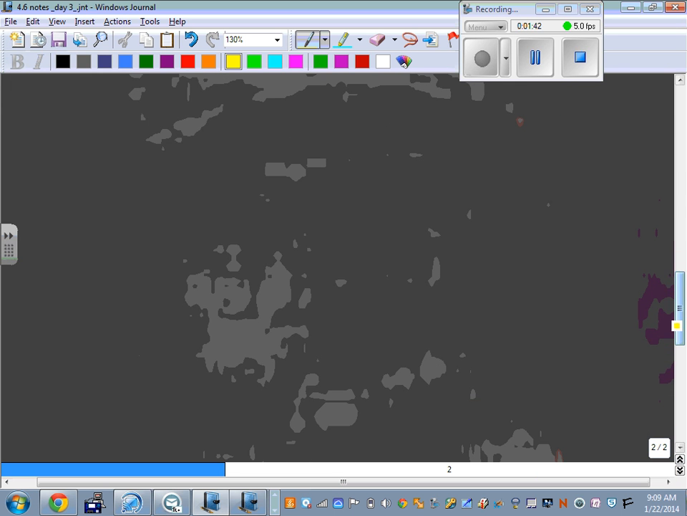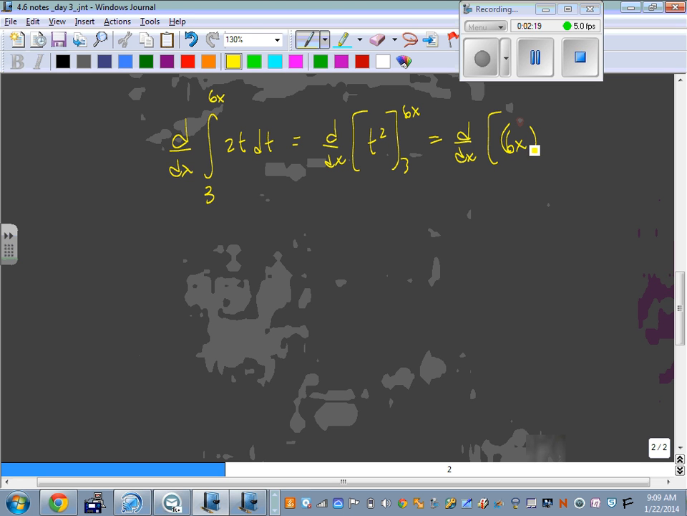Let's say we did this. We're taking the derivative of the integral from 3 to 6x of 2t. Just keep it simple again. So the antiderivative of 2t, we know, is t squared. But we're evaluating this from 3 to 6x. So that means we have 6x squared minus 3 squared, or 9.